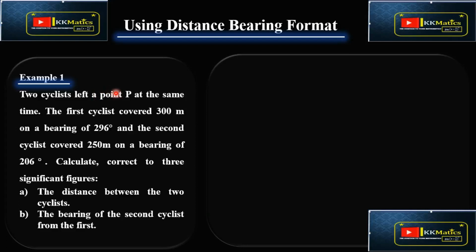Here, we're told that two cyclists left a point P at the same time. The first cyclist covered 300 meters on the bearing of 296 degrees, and the second cyclist covered 250 meters on the bearing of 206 degrees. We're told to calculate, correct to three significant figures, A, the distance between the two cyclists, and B, the bearing of the second cyclist from the first.